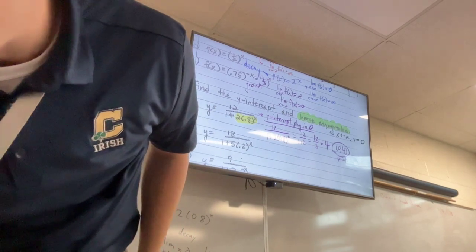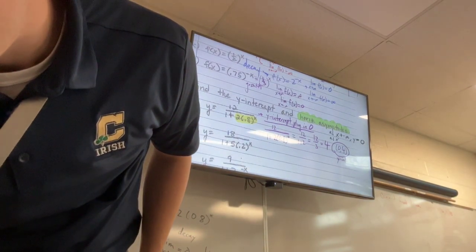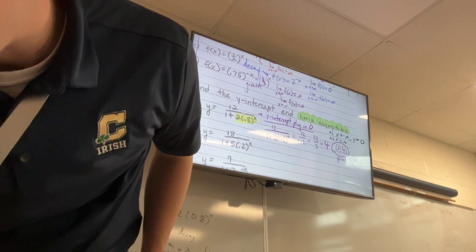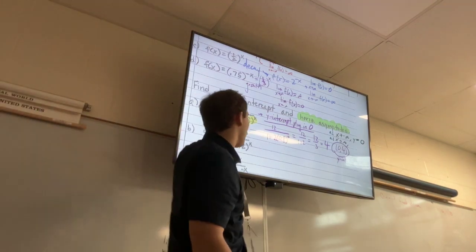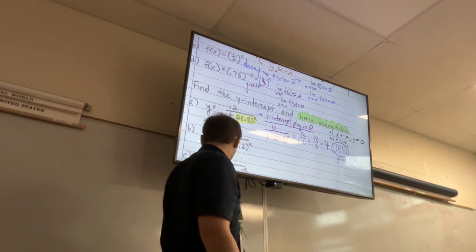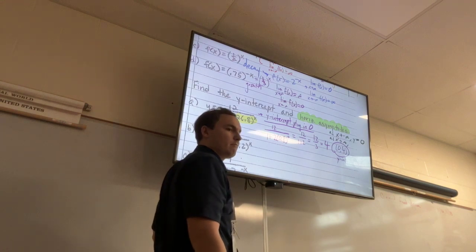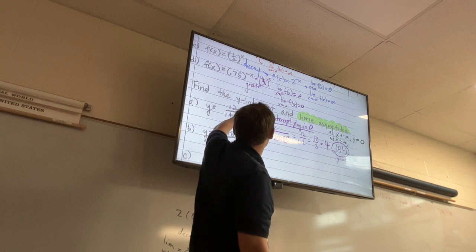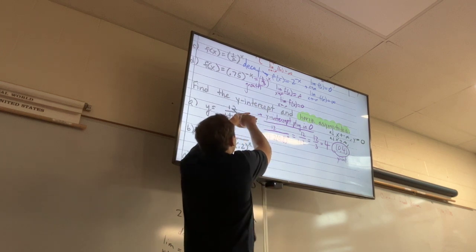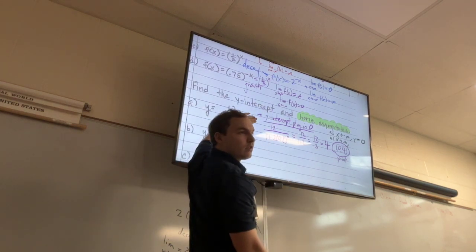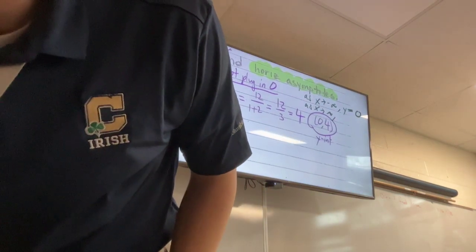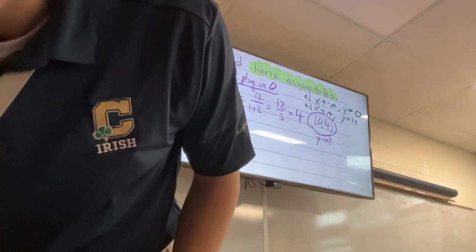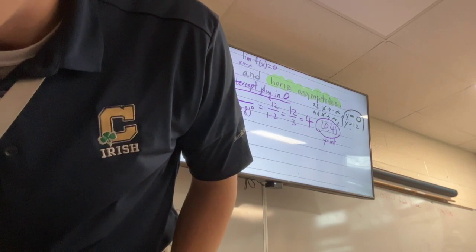And as x goes to positive infinity, what's this yellow part doing? It's going to 0, okay? So as x goes to positive infinity, we can just ignore that. What does my y equal? 12. It's just 12. That's it.